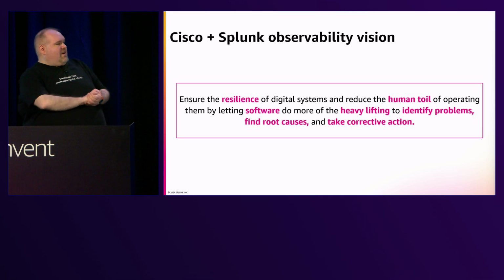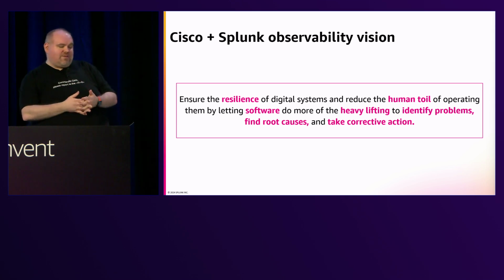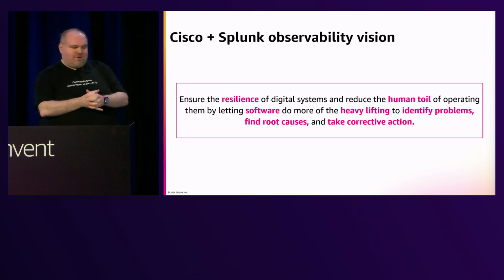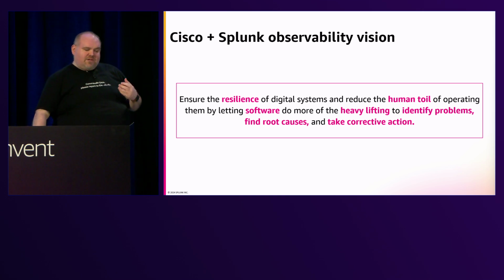So we've really thought about this, and we think that one of the things that is important for anybody planning an observability journey is to have a unified vision and a shared vision for what observability can do for you and for your customers. And we really consider observability as something that helps ensure the resilience of digital systems and reduce the human toil of operating them by letting software do more heavy lifting to identify problems, find root causes, and take corrective action.